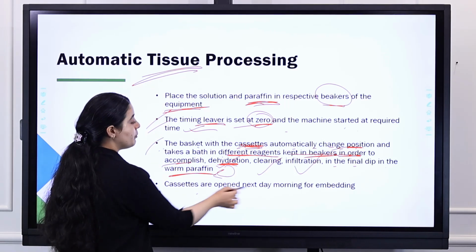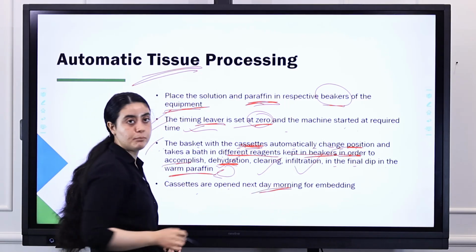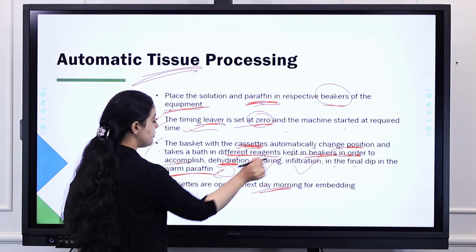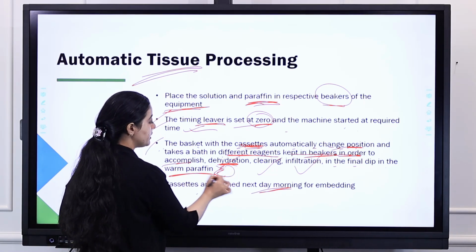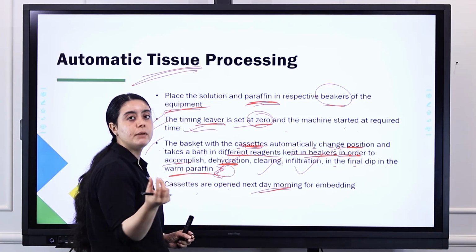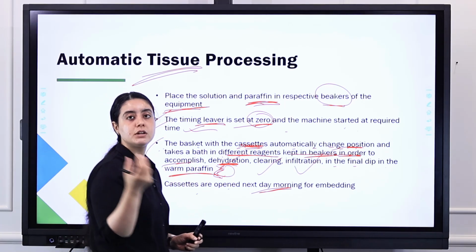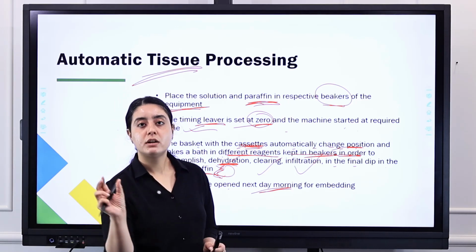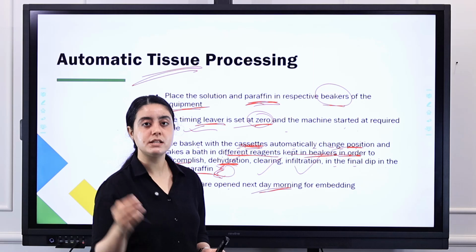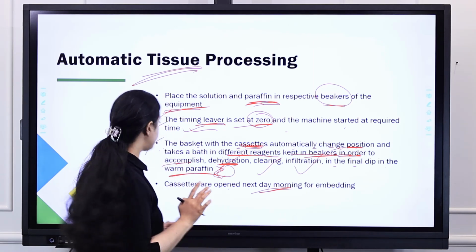So cassettes are opened next day morning for embedding. Now you can see that the dip into the warm paraffin is completed in the machine also. Now you have to remove it, embed it, and your tissue is ready for the sectioning, right? Now you can take your sections and then proceed further.